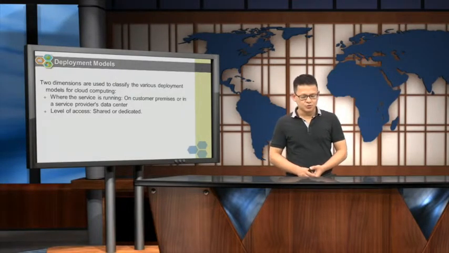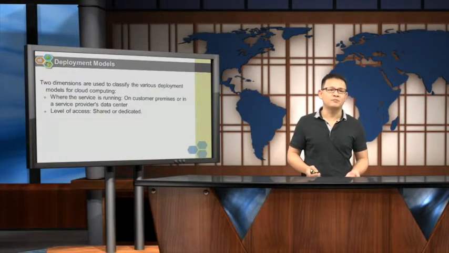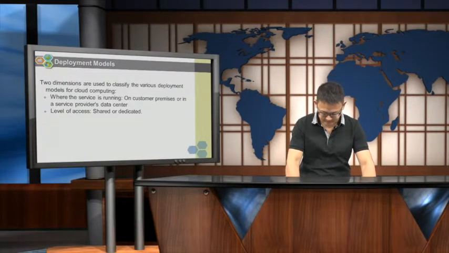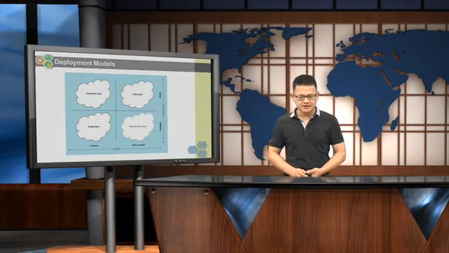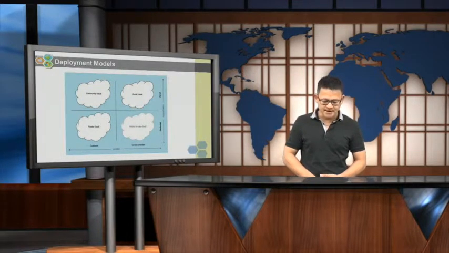And for this, we have two dimensions that are used to classify the various deployment models for cloud computing. First, where the service is running: on customer premises or in a service provider data center. And the second, which is the level of access: it can be shared or it is dedicated. So here you can see we have four kinds of deployment models. We have community cloud, we have public cloud, we have private cloud, and we have some kind of hosted private cloud.